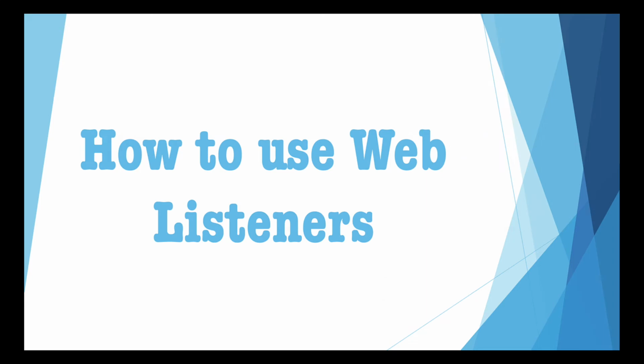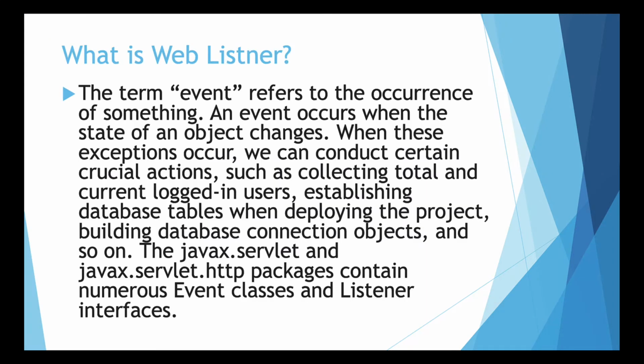Today I'm here to talk about how to use web listeners. So, what is a web listener? The term event refers to the occurrence of something. An event occurs when the state of an object changes. When this event occurs, we can conduct certain crucial actions, such as collecting the total and current logged-in users, establishing database tables when deploying the project, building a database connection object, and so on.